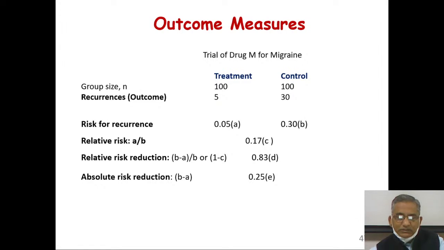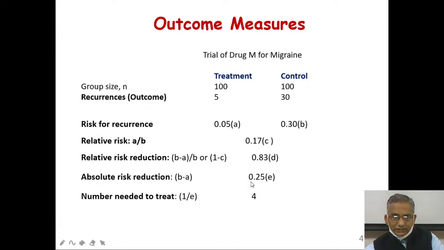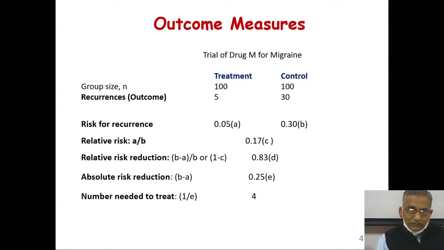What is the absolute risk reduction? Here the risk was 0.30, and how much has it reduced to 0.05? So that means 0.25. 0.30 minus 0.05 is 0.25, that is the absolute risk reduction. The number needed to treat is 1 upon absolute risk reduction, that means 1 upon 0.25, that is 4. That means 4 patients need to be treated with this drug M to avoid one recurrence, one adverse event. That is the number needed to treat.